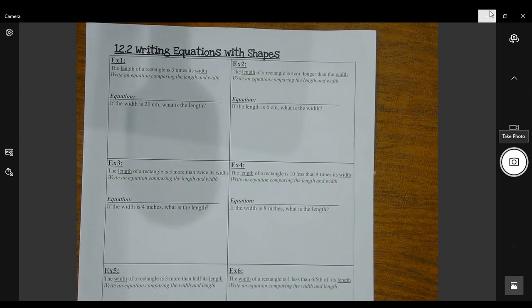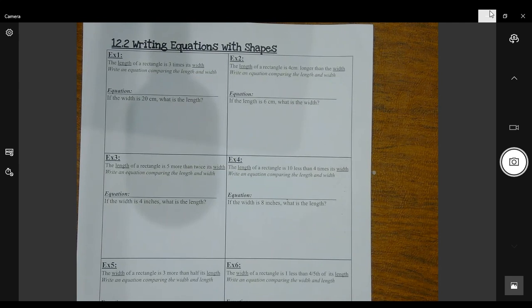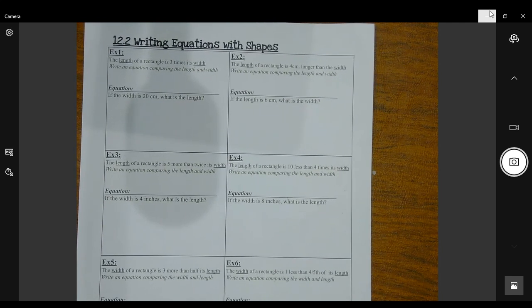Hello, my little mathematicians. Today we're going to review how to write and solve equations dealing with shapes. Okay, so the first thing is really pay attention to the word sentence and write the equation as you read it. Okay, so let's see.